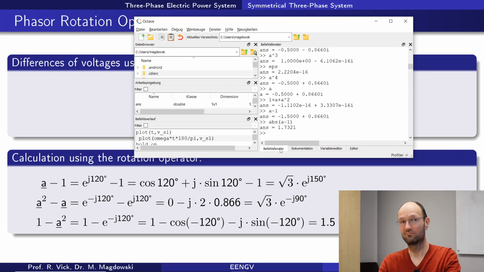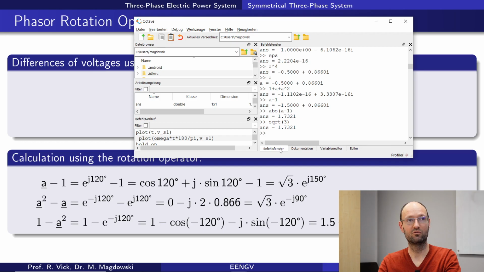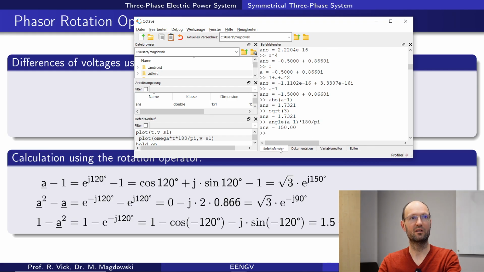What is it? Square root of 3. So if we take the square root of 3, we get the same value. And if I take the angle of this, it will be in radians. If I multiply with 180 divided by pi, we get 150. And so this is at least what is correct on the slide set here. Square root of 3 multiplied by e to the j 150 degree.